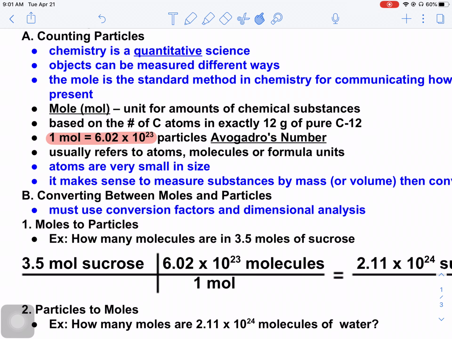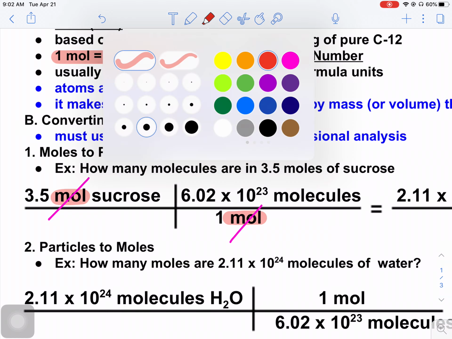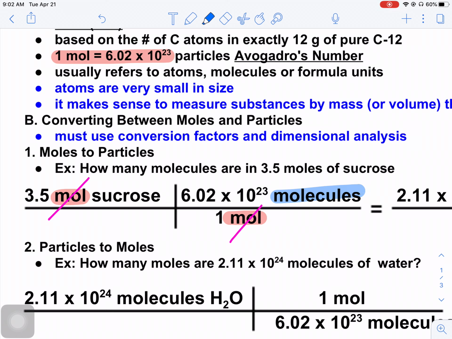So let's go ahead and do one together. So how many molecules are in 3.5 moles of sucrose? So your 3.5 moles of sucrose, this is your given. Now check out your unit. Here's your unit of the mole. So what we want to do is we want to cancel out moles. And the way that we do that is by putting it opposite, which in this case is on the bottom. So moles is going to cancel out moles. And then what we're going to do is we're going to multiply by molecules. Now, mental note, the 1 typically goes with the mole, and Avogadro number goes with particles. In this case, it is molecules.